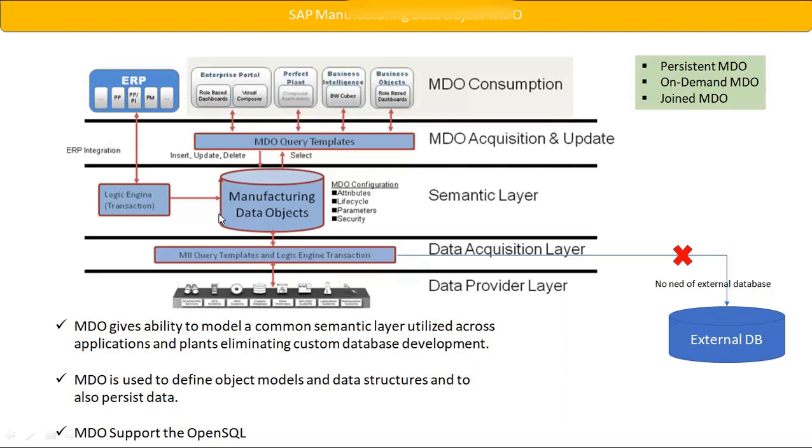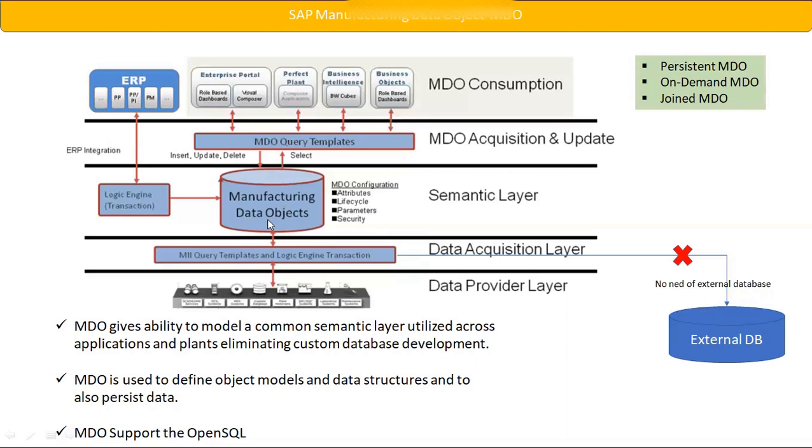So how will you access the MDO data? The second point is how I will query the data from the MDO data model. As you know, from any database, for extracting, updating or deleting the data, you work with the SQL query, because the database understands SQL query. In the same way, in SAP MII, MDO understands MDO query.